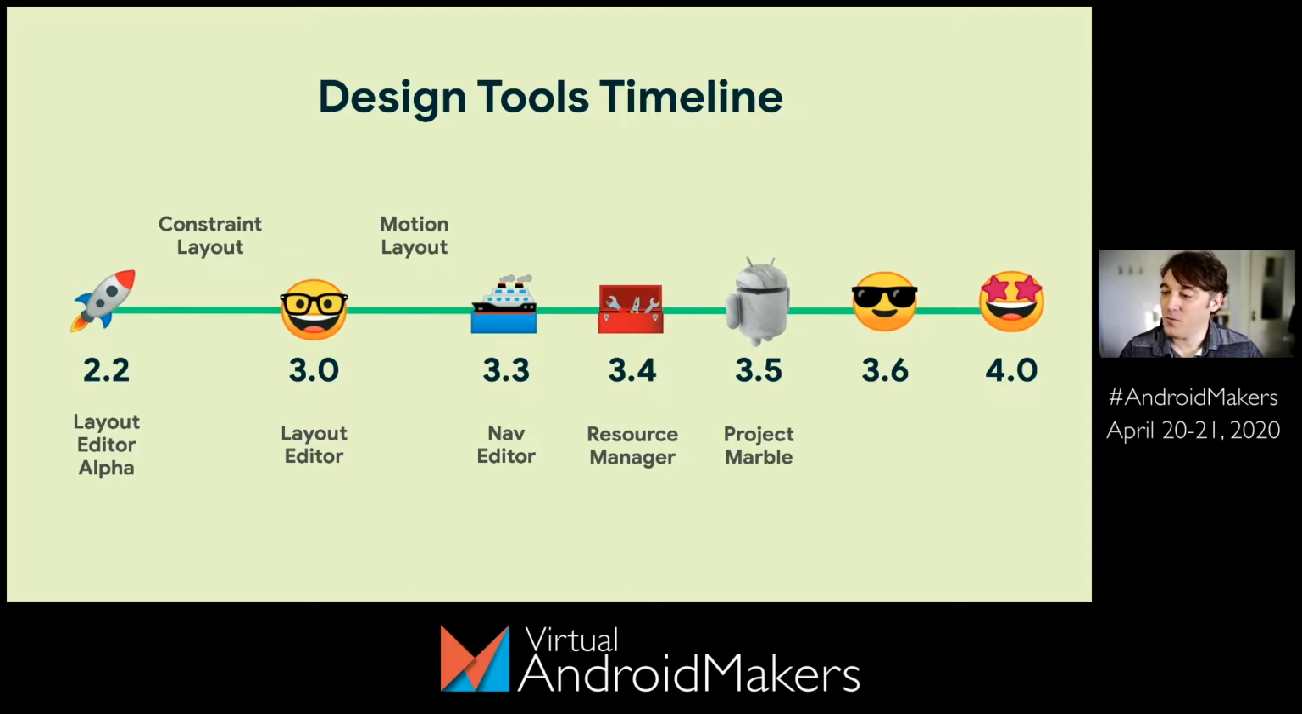So here's a few interesting dates on the timeline. We released the layout editor in alpha in 2.2. In 3.0, I'd say this is when the layout editor started to be actually properly useful. And in 3.3, we released the navigation editor, which was the second design tool, done closely in collaboration with the Android framework as well. So they did the library side and we did the designer. And we moved on in 3.4 with the resource manager. 3.5 was the project marble, where we spent a lot of time making sure that everything works as it should. And going on with 3.6 and now 4.0.